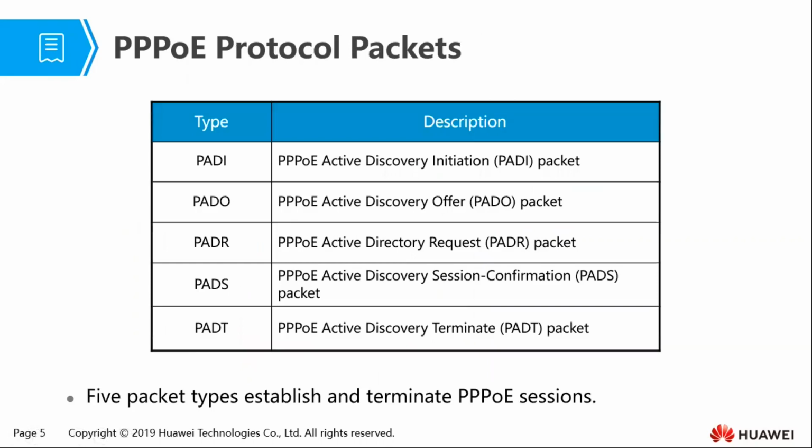Now, PPPoE uses several protocol packets in order to establish and maintain the connection. This is done over 2 stages. So we have generally 2 stages when it comes to PPPoE session establishment. The first one is called the discovery stage, and the last one is known as the session stage.